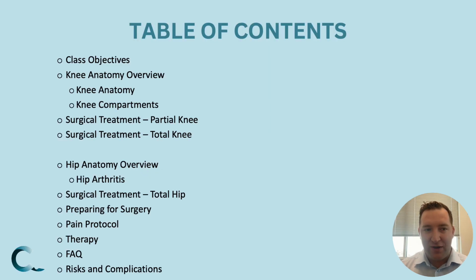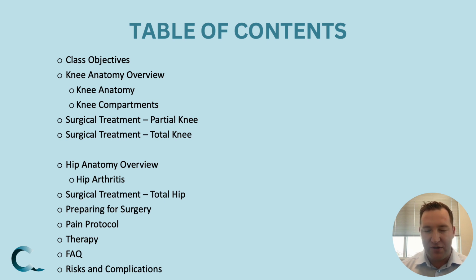We will be reviewing the knee anatomy today, so we'll spend some time reviewing the knee anatomy as well as the compartments of the knee, what arthritis is, and how I treat arthritis with surgery, whether that be with a partial knee replacement or a total knee replacement. We will also review hip anatomy and review the contents of what a hip replacement entails.